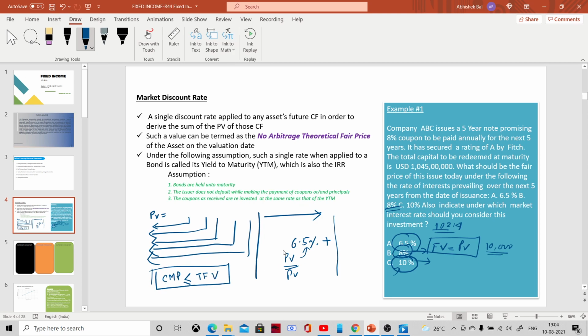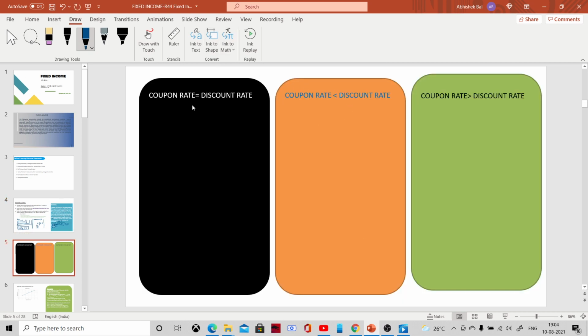Okay, so this relationship is the basis of our bond valuation, and we must understand it. A couple of things came out. First, the coupon rate and the market interest rate are inversely related. What it means is, if the coupon goes high and the market interest rate remains lower, the issue should be priced more than the face value. If the coupon rate is the same as the market interest rate, then the theoretical price of this issue should be exactly equal to its face value.